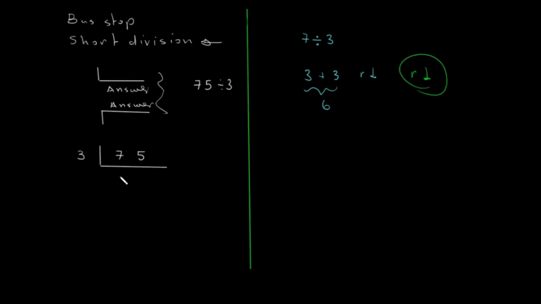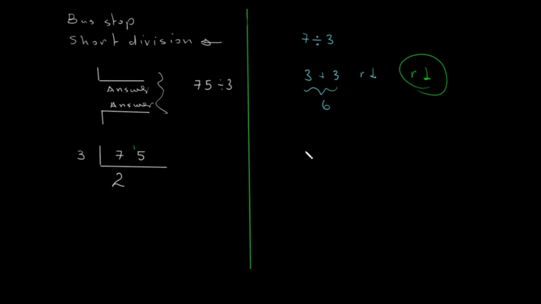Now let's look over here. We said we can only fit 2 of the 3's into a 7, so we put the 2 there. 2 times 3 is 6, remainder is 1. Okay, there's the remainder. We put the remainder here. This now becomes 15.